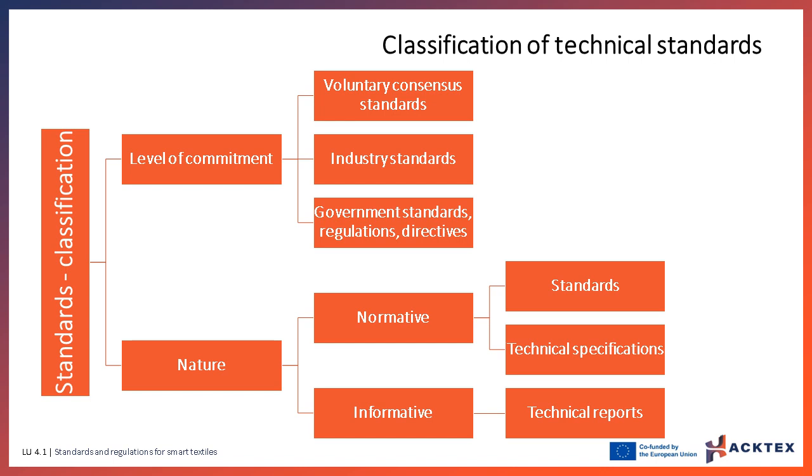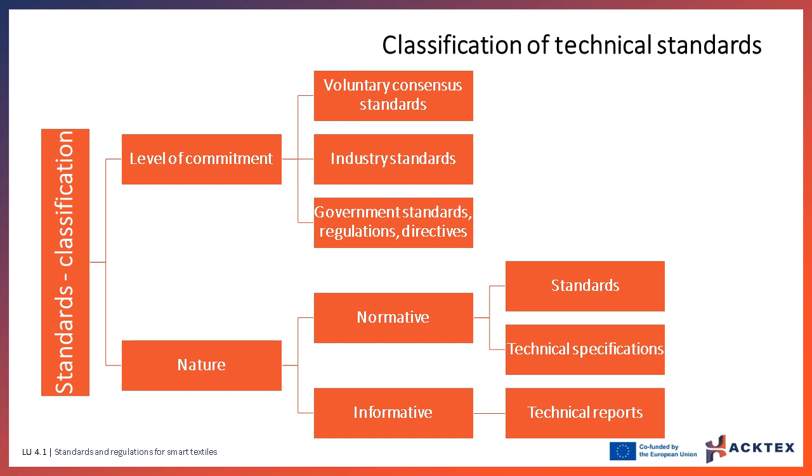A standard is a document established by a consensus of subject matter experts and approved by a recognized body that provides guidance on the design, use or performance of materials, products, processes, services, systems or persons. The classification of technical standards has to be multicriterial. Based on their level of acceptance, standards can be voluntary consensus standards, developed by standardization organizations, industry standards, government standards, regulations, directives. Considering their nature, technical standards can be normative or informative.